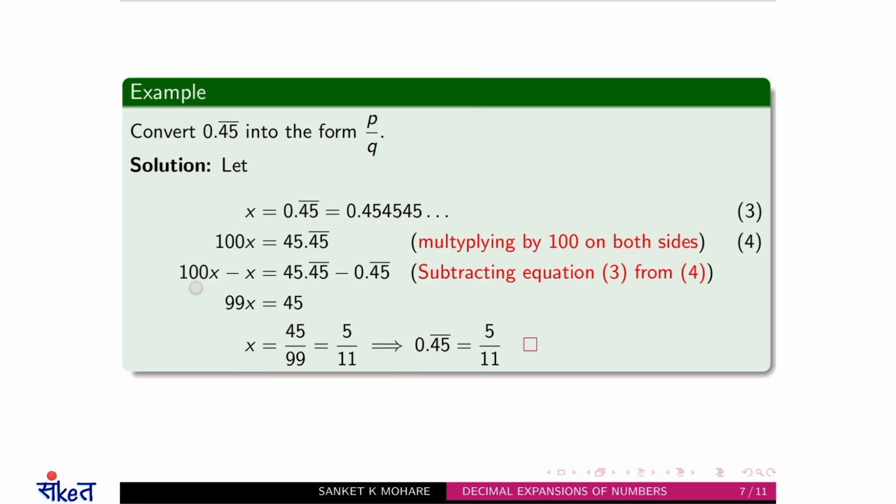Now subtracting equation 3 from equation 4, we get 100x minus x, which is 99x, is equal to 45 minus 0, that is 45. So x equals 45 by 99. 9 5s are 45, 9 11s are 99. So therefore we got 0.45 bar is equal to 5 by 11, which is the required rational number for the decimal expansion 0.45 bar.